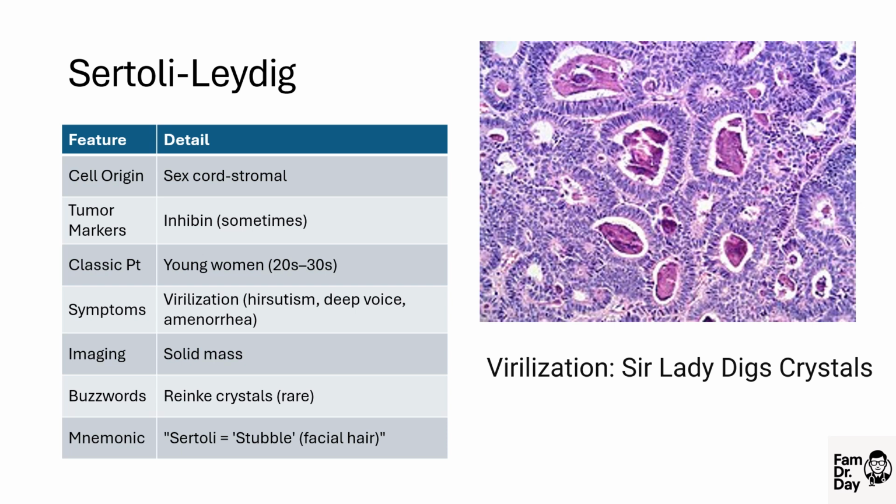An easy way to remember is Sertoli equals stubble, facial hair from androgen production. Or another way is Sir Lady Digs crystals. That tells you that there is virilization.